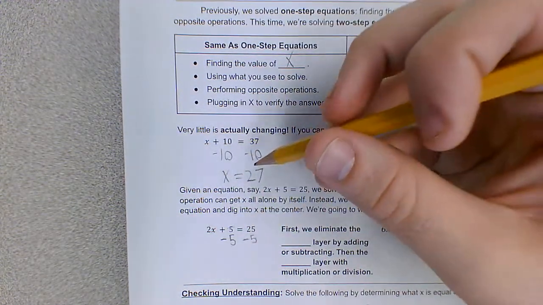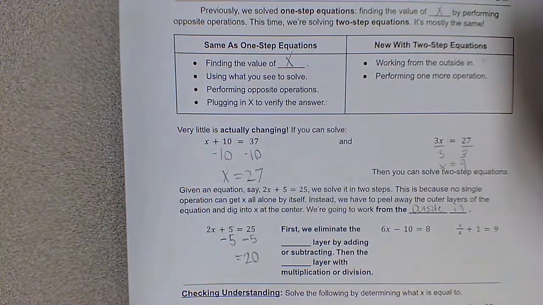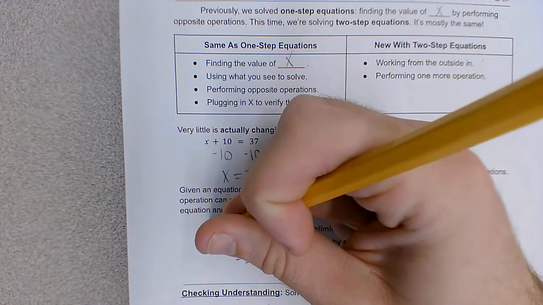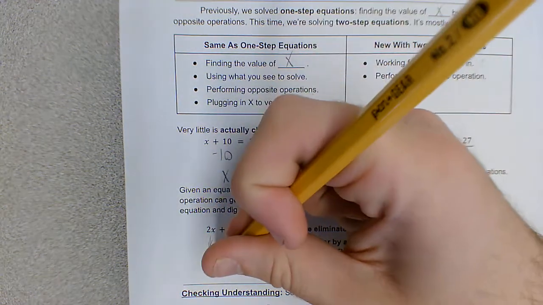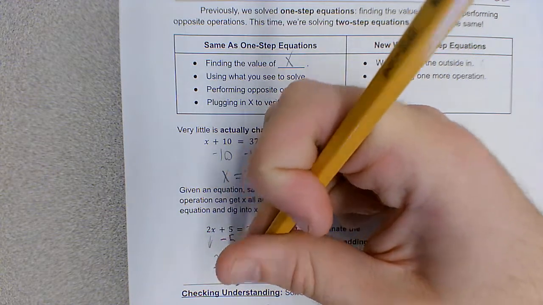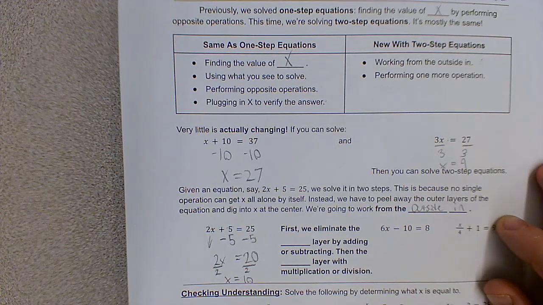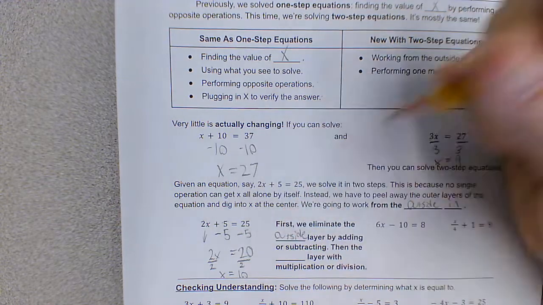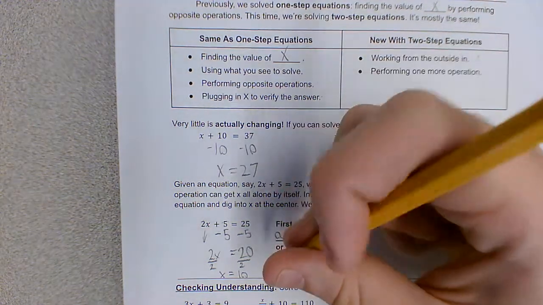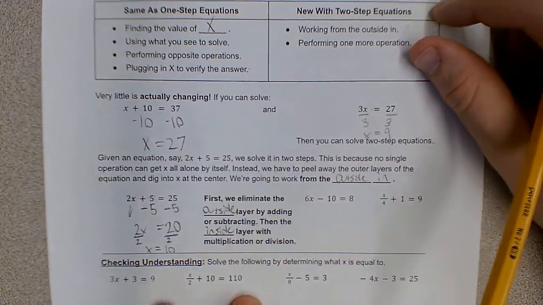When I subtract 5 from both sides, I'm going to subtract 25 minus 5 here and get 20. And I haven't done anything to my 2x yet. I left my 2x alone. So I bring that whole thing down, and I end up with 2x equals 20. So I can solve this too, right? All I do is divide both sides by 2. And I find that x equals 10. Two steps, simple as that. First, we eliminate the outside layer by adding or subtracting. Then the inside layer with multiplication or division.